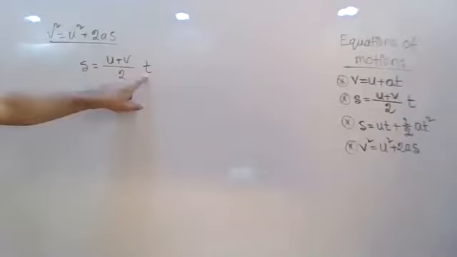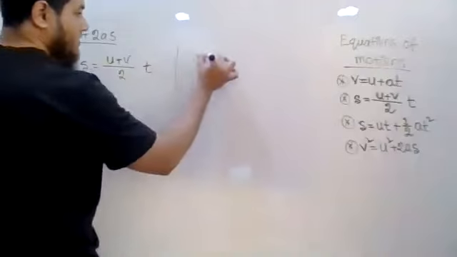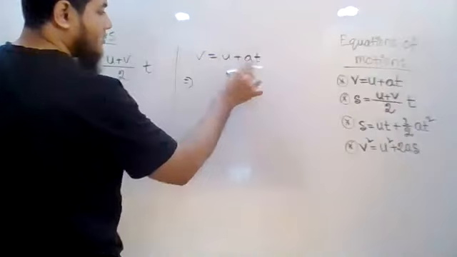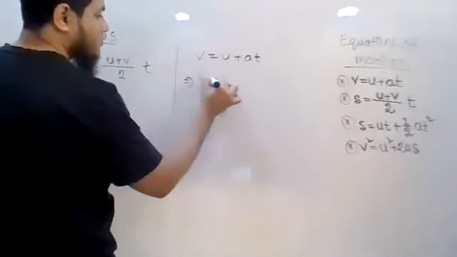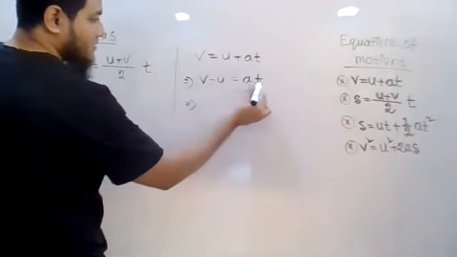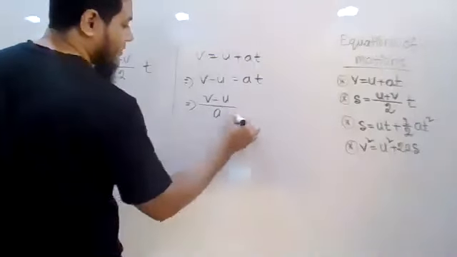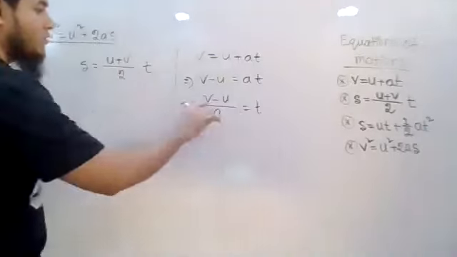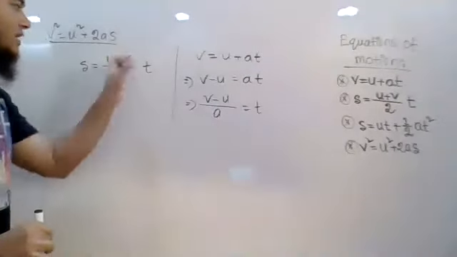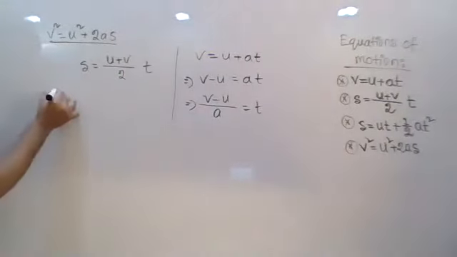Now, how can I replace the value of t? I can find it out from the first equation. So the first equation says that v is equal to u plus at. So in order to find out t, I need to change the side of this u. So it will be v minus u equal to at. Now this a is multiplied over here, so if I change the side, it will be divided. v minus u by a is equal to t. So I have found the value of t, right? So if I replace this t with this value, then t will vanish from here, and then there is a possibility of getting this. So let us see how we can do this.